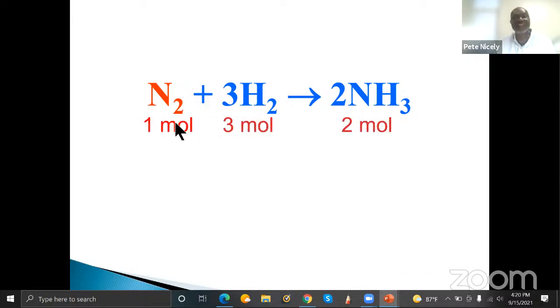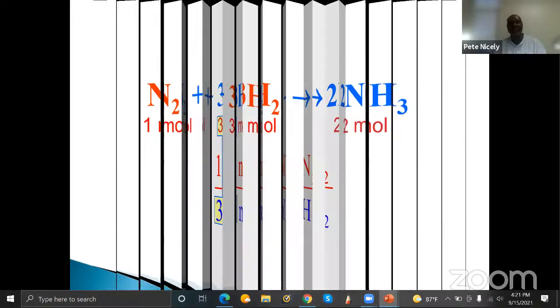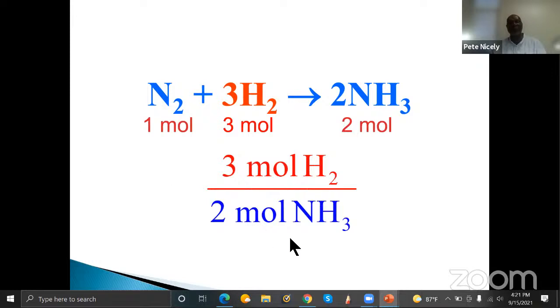And based on the coefficients for each of the substances involved, we can establish the mole relationship between the nitrogen, the hydrogen, and the ammonia, which is a 1:3:2 relationship respectively, all right? So we can write down a conversion factor or fraction, which represents the mole ratio between any of these 2 substances. So for example, between the hydrogen and the nitrogen, or conversely, the nitrogen and the hydrogen, it's 1 mole of nitrogen divided by 3 moles of hydrogen, all right? So we see where the mole values come from. It comes from the coefficients, all right? Or we could look at the ratio between the hydrogen and the ammonia.